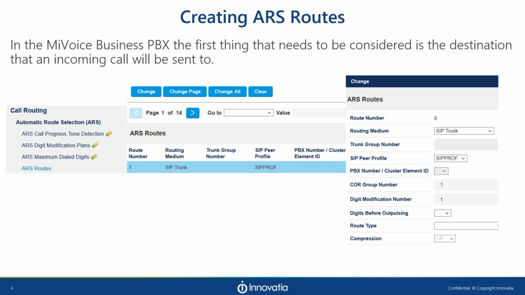So again, depending on the routing medium that you choose, you may have additional configuration that is required by the MiVoice system in order to create, set up, or establish that trunk. It just happens to be the case with our example here that since I've chosen SIP trunk, we don't need to configure the trunk group number, but we do have to configure the SIP peer profile.